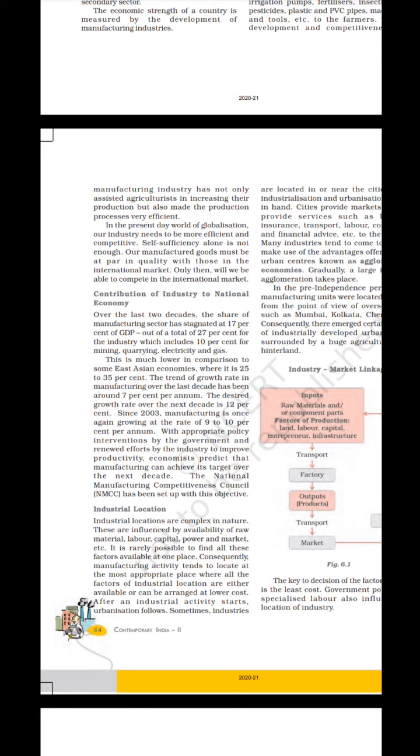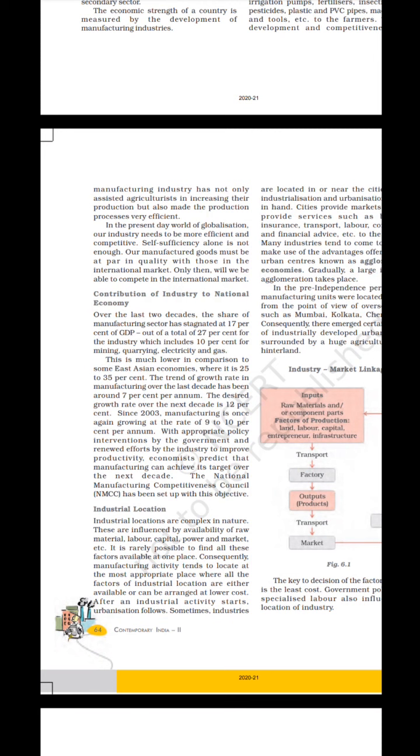Contribution of industry to national economy. Over the last 2 decades, the share of manufacturing sector has stagnated at 17% of GDP out of a total of 27% for the industry, which includes 10% for mining, quarrying, electricity and gas. This is much lower in comparison to some East Asian economies where it is 25 to 35%.